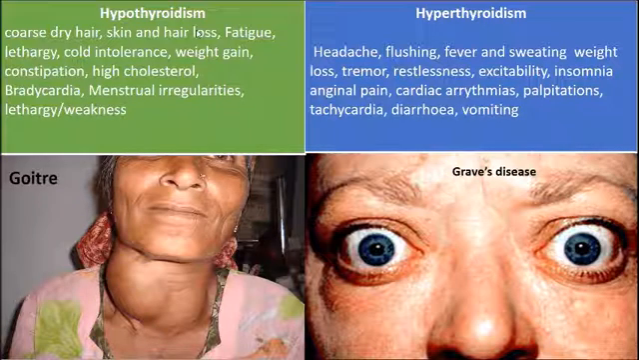And opposite to that, there's the diffuse non-toxic goiter, which basically causes hypothyroidism, and it's the opposite of hyperthyroidism, resulting in cold intolerance, weight gain, constipation. So basically, this is the opposite of this.